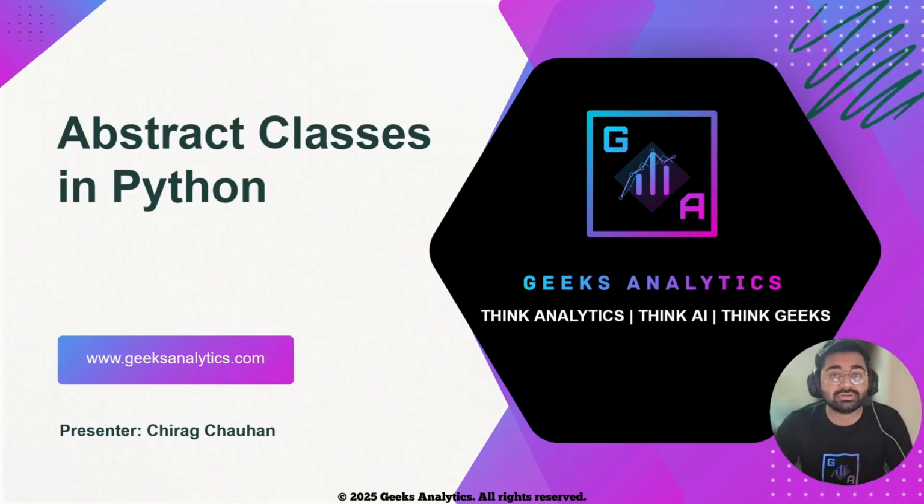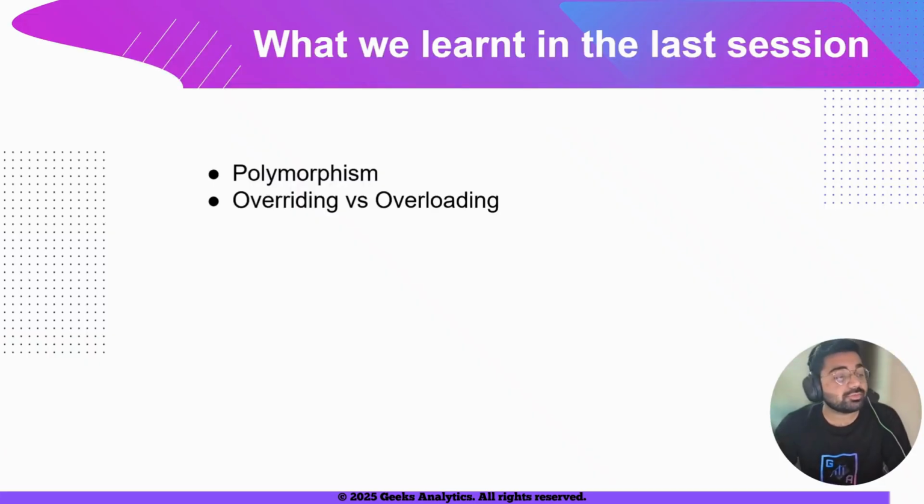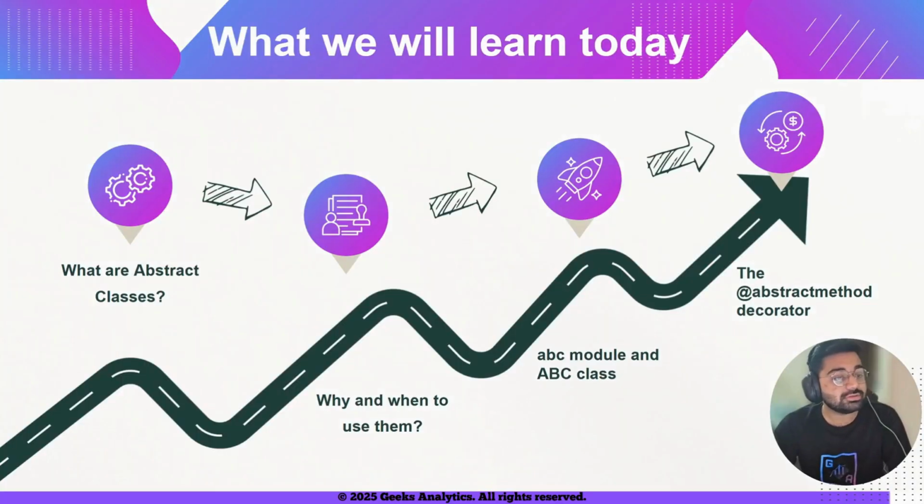Welcome everyone. In this session, we'll learn about abstract classes and how to create them using the ABC module available in Python. In the previous session, we learned about polymorphism, overriding, and overloading, and how overloading, despite not being directly available in Python, can be mimicked using default variable argument methods. In today's session, we will focus on the last main concept of object-oriented programming, that is abstract classes.